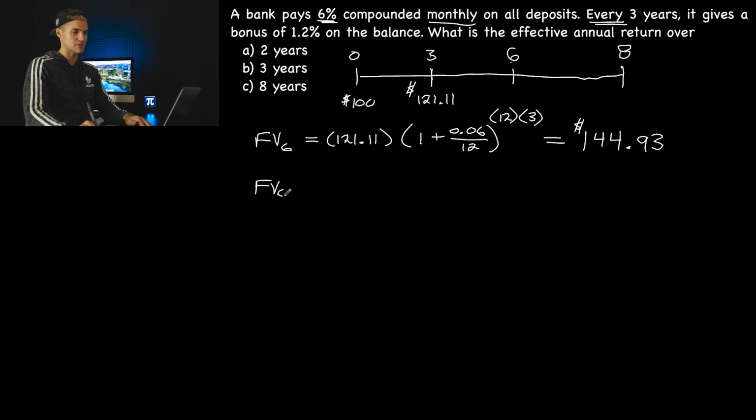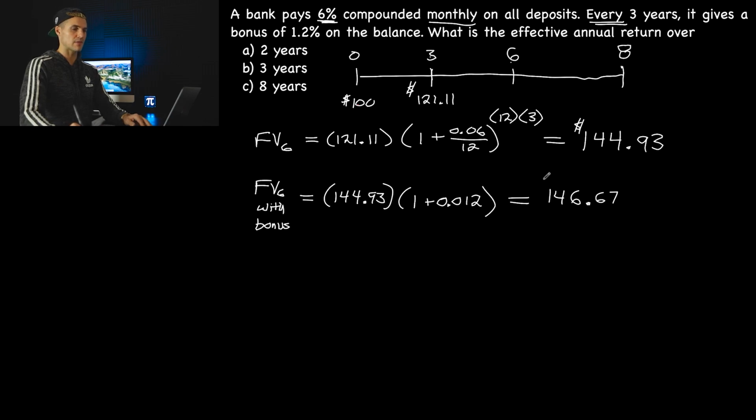But now what we have to do is add the bonus. So I'm going to say the future value at time 6 with the bonus is going to be this 144.93 that we have, and then we are just going to grow that by 1.2%, like that. And so that amount after the bonus is going to be $146.67, right? So that's what we're going to have here, 146.67 at time 6. And then what we have to do is finally find out what that future value is going to be at time 8, right?